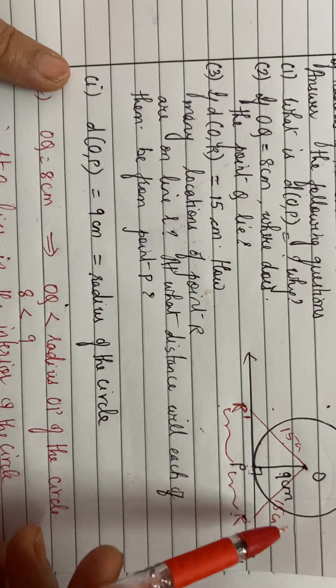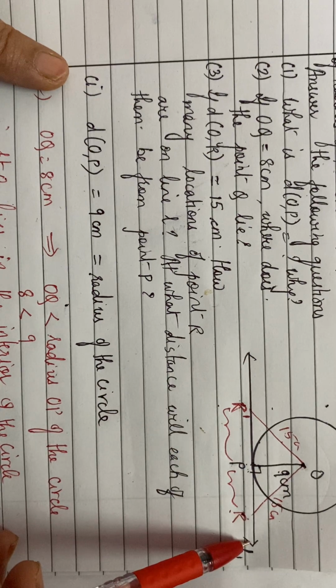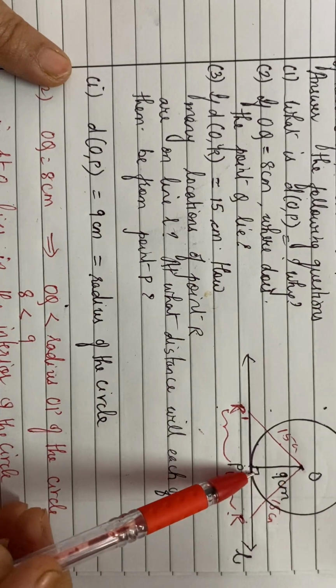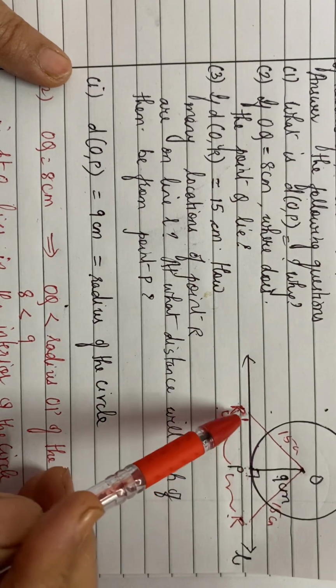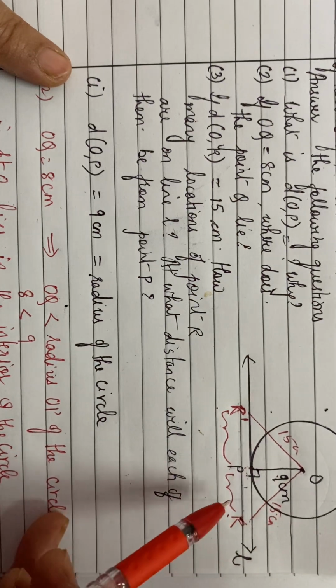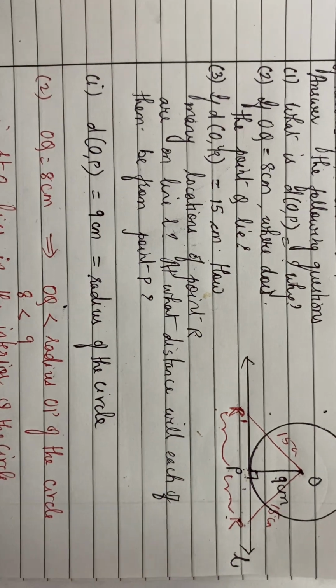So how are we going to find it out? We know that radius is perpendicular to the tangent by tangent segment theorem. Okay, so this angle is of 90 degree. For right triangle OPR or for right triangle OPR dash, we can apply Pythagoras theorem. 15 square minus 9 square will give you PR. Are you getting that? So let us go for the third part now.